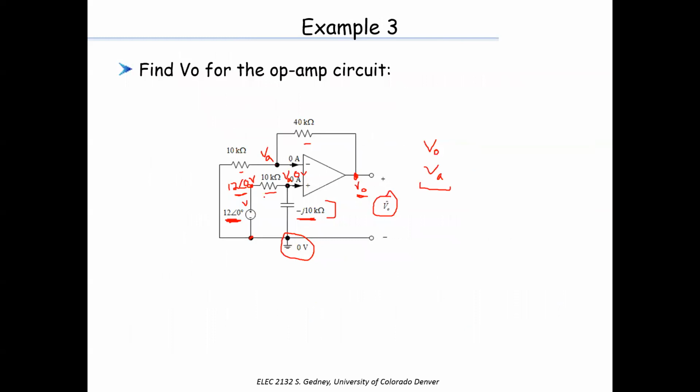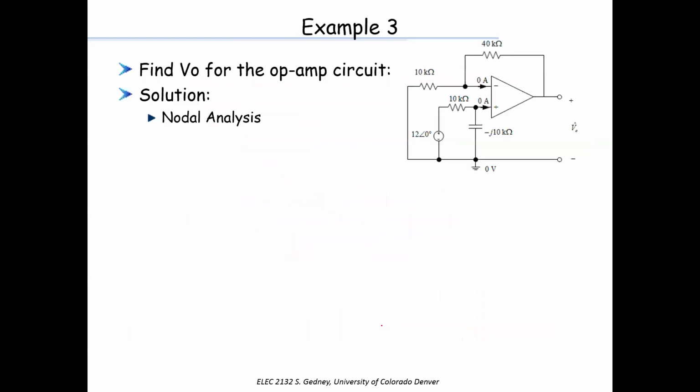So where can I apply KCL? I cannot apply it at this node because it's connected to a source. I cannot apply it at this node because it's connected to the output of the op-amp. I can apply it to the negative input terminal node, because it's not connected to reference and not connected to a source, and I can apply it to the node connected to the positive terminal. So those will be my two nodes that I'm going to use for my KCL.